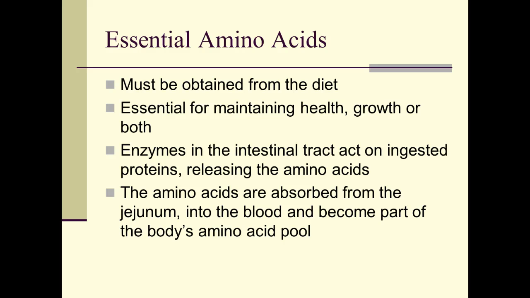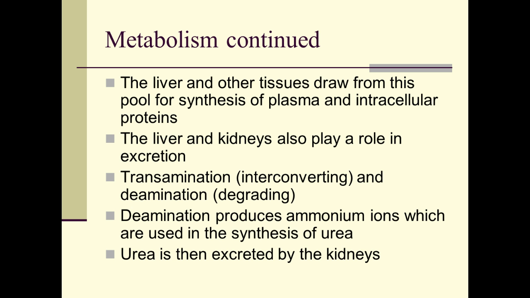It's in the intestinal tract that enzymes act on ingested proteins. Those release the amino acids from the steak that you've just eaten, or chicken, or whatever type of protein it may be. And then those amino acids are absorbed from your jejunum in your intestine and into the blood, which enter your body's amino acid pool. Most of this process takes place within the liver. Once it's in the liver, other tissues draw from that amino acid pool and synthesize other proteins. The liver and kidneys also play a role in the excretion, so if you have too many, you're actually able to eliminate some of those by way of the urine in the kidneys.